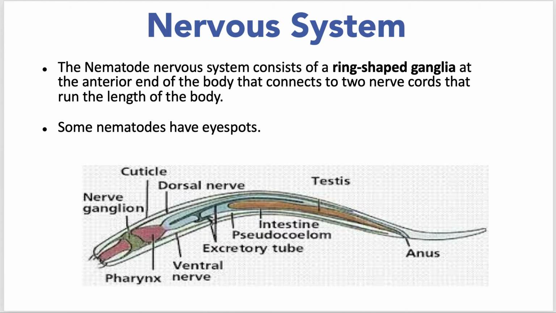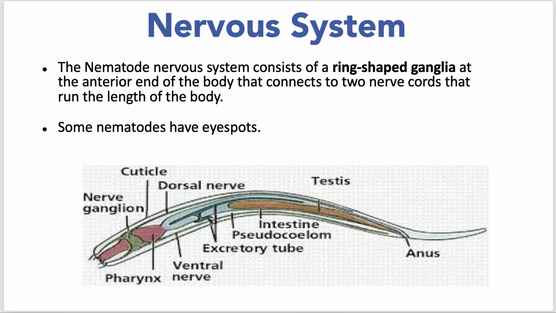Okay. For their nervous system, the nematode nervous system consists of a ring-shaped ganglia, which is not technically a brain, but we're on our way there to having a brain.